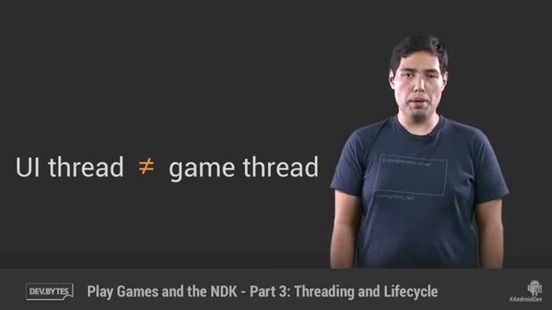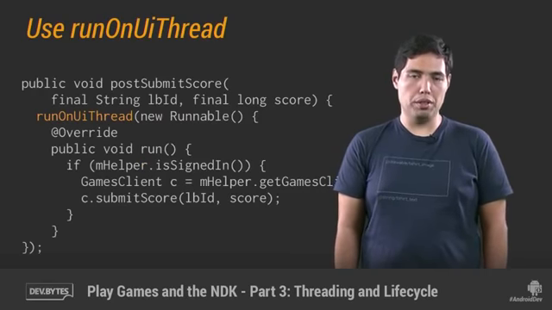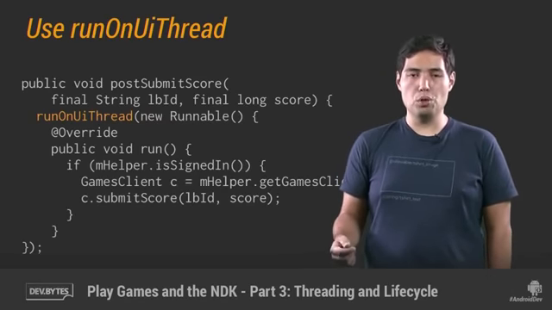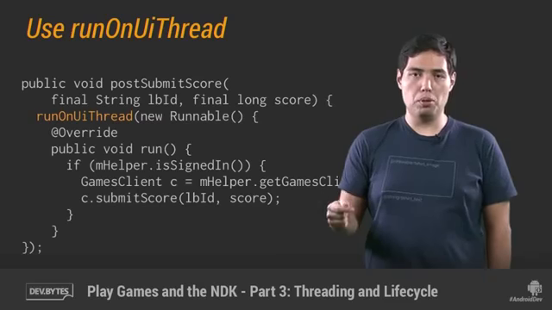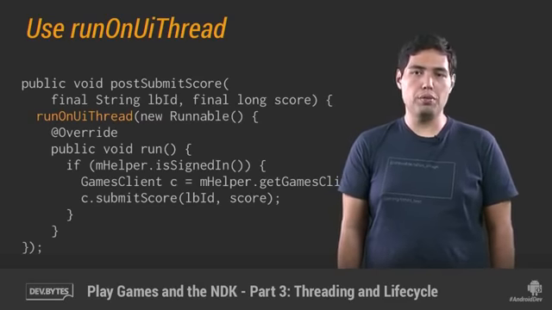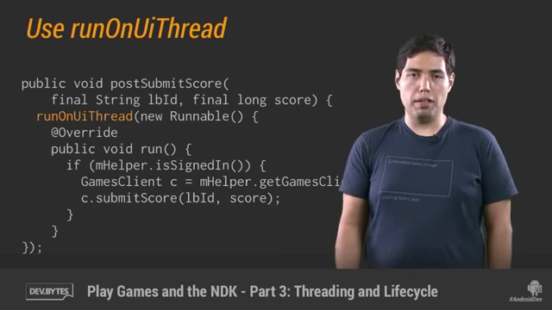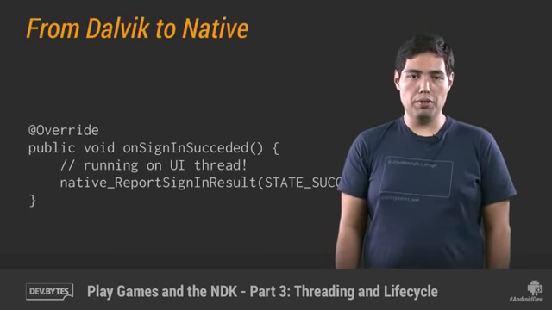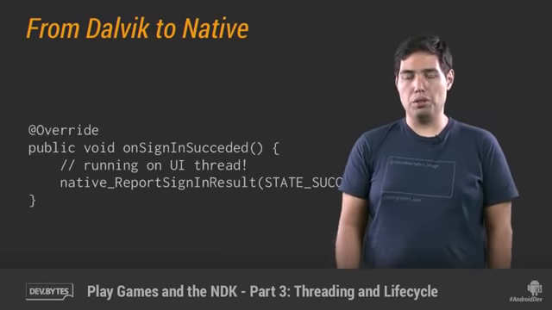Usually one of the patterns that you can use to manage that difficulty is to create methods called post something something, and then those methods post to the UI thread, and then on the UI thread you actually use the game helper to make the corresponding API call. So something like this, post submit score, which we covered in the last video. You just call that from the native side, and then that posts to the UI thread. How do you call this from the native side? Well, you can just use JNI.